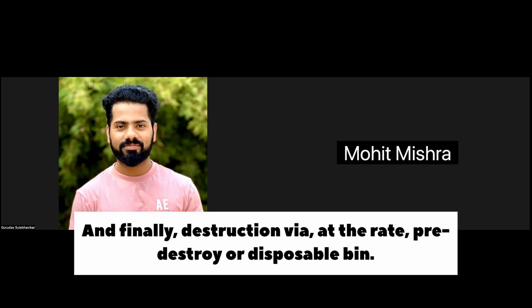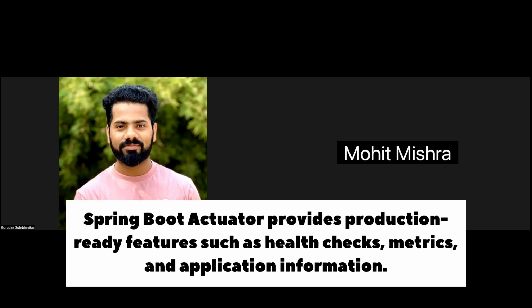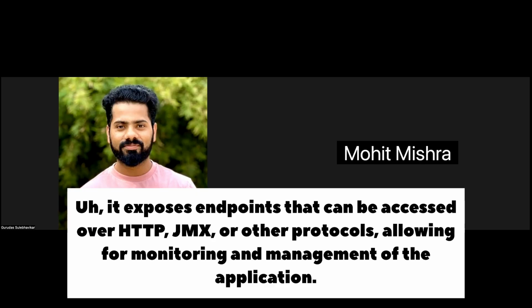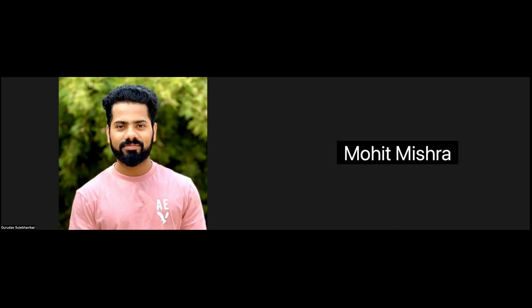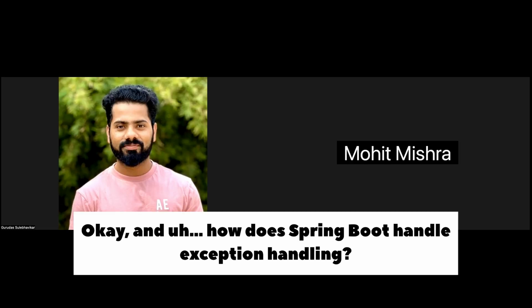What is Spring Boot Actuator and how is it useful? Spring Boot Actuator provides production-ready features such as health checks, metrics, and application information. It exposes endpoints that can be accessed over HTTP, JMX, or other protocols, allowing for monitoring and management of the application in production environments. Okay, and how does Spring Boot handle exceptions?